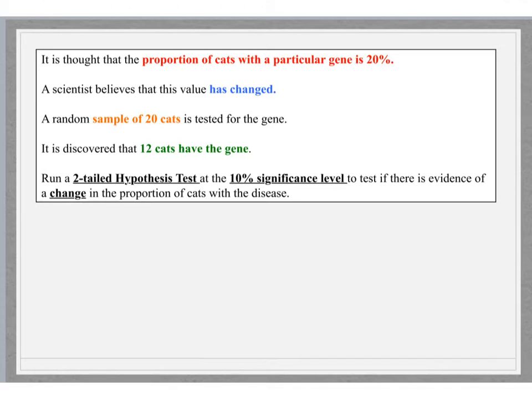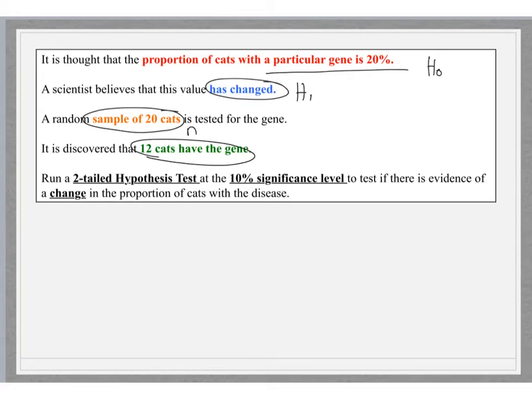We're going to run a two-tailed hypothesis test at the 10% significance level to test if there is evidence of a change in the proportion of cats with the disease. This information here will give us our H0. This information will help give us our alternative hypothesis H1. This will give us our information n for our distribution. And here we have our test statistic.